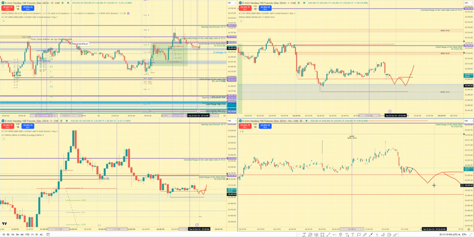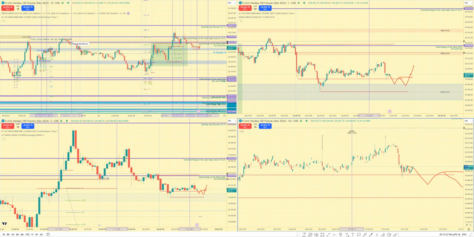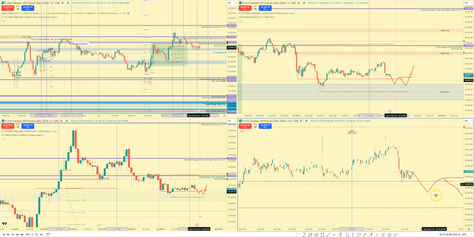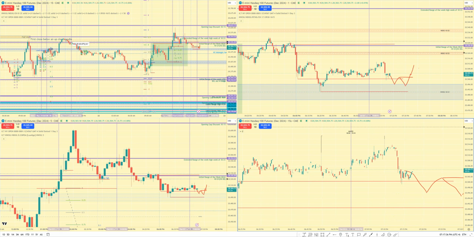I'm waiting for that close to occur on the 1 minute chart. So I'm not looking at this as of yet. And then also I like to drop out the, I'm gonna drop this out.